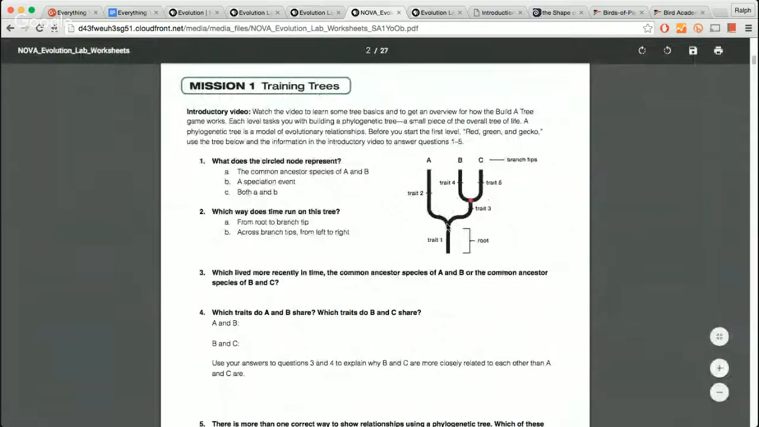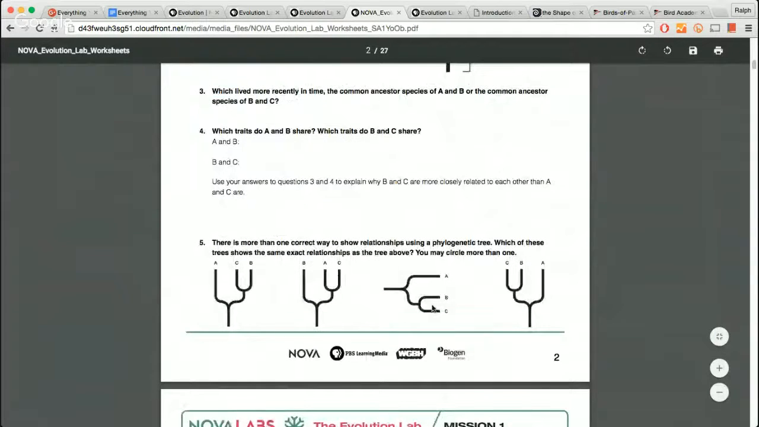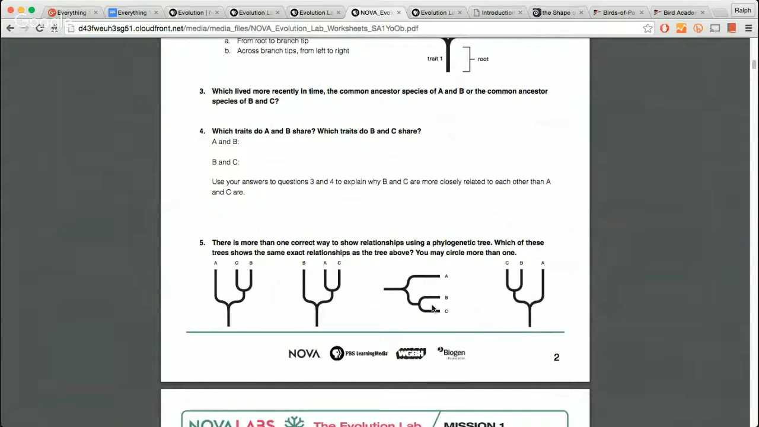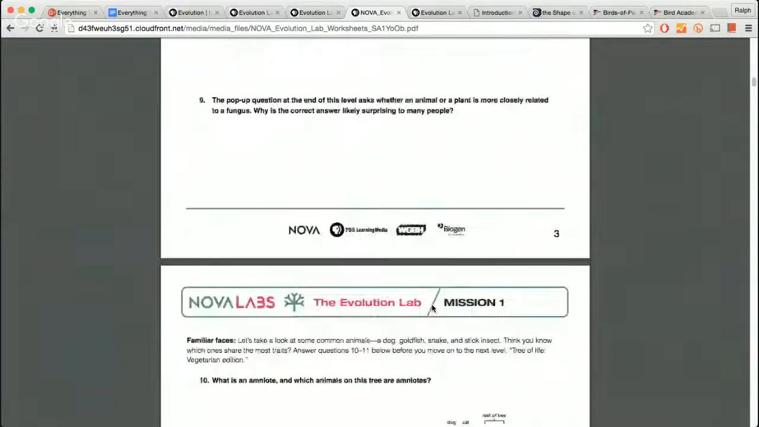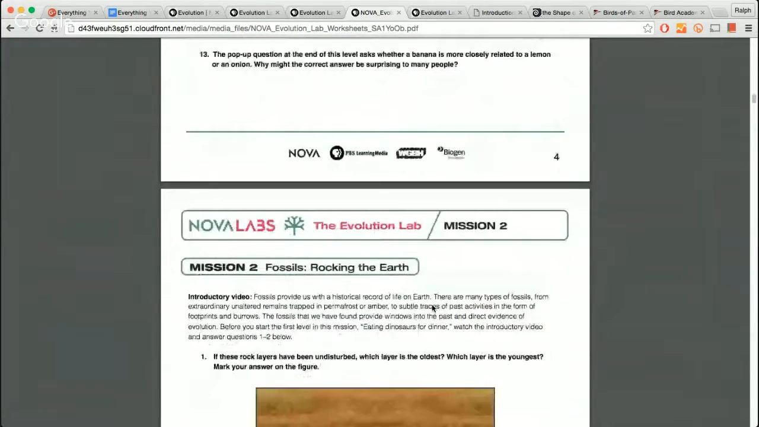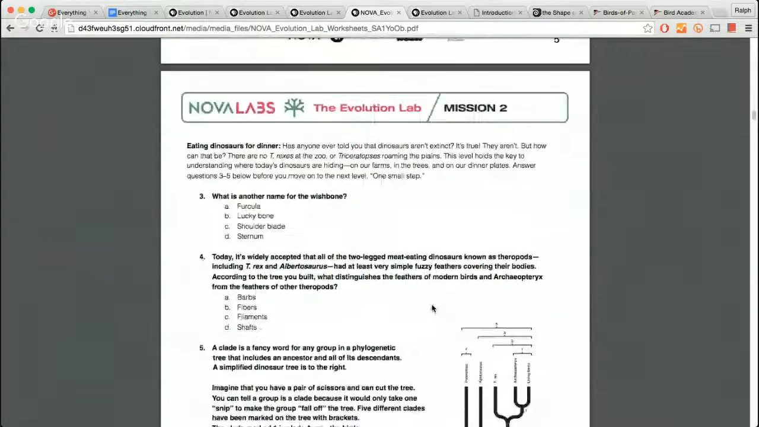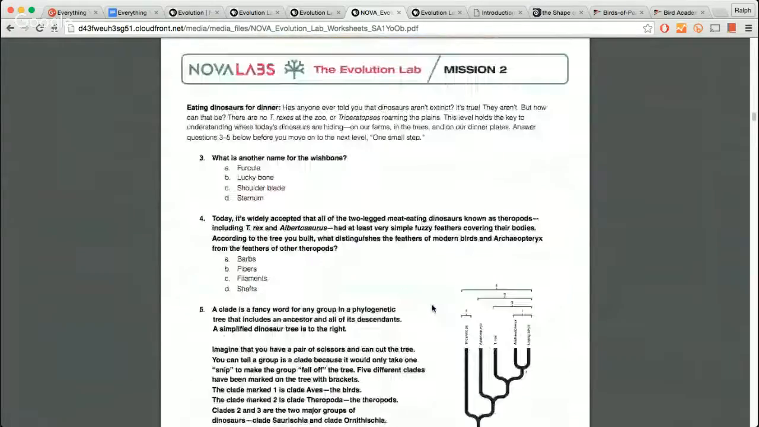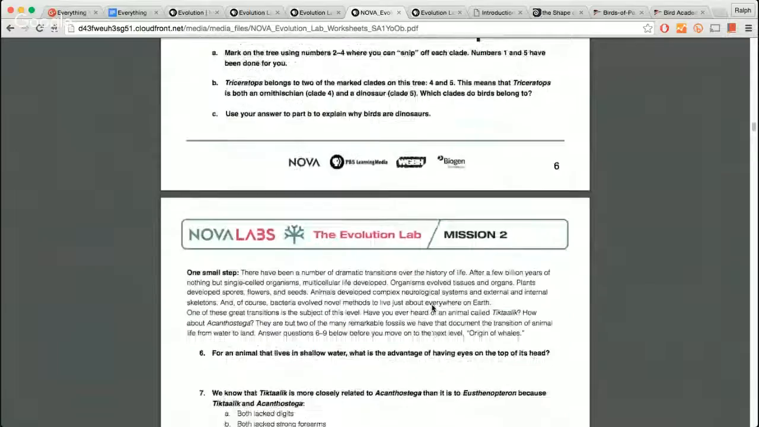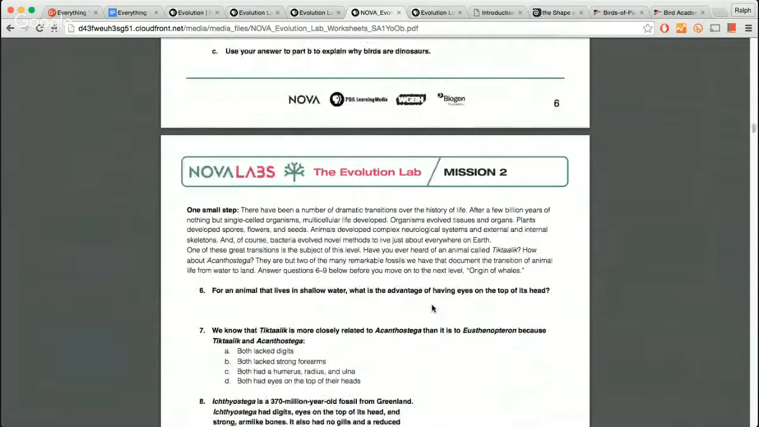So there are some activities here where they have to analyze trees and get a better understanding of how phylogenetic trees can be arranged in different ways, but still display the same exact information. It's a really great way to reinforce a lot of the bigger ideas covered in the Evolution Lab. So as you can see here, the section on fossils has questions related to both the intro video, but also that specific level and how you might rearrange a tree, or how, if you were to add an additional species, the tree would look then.